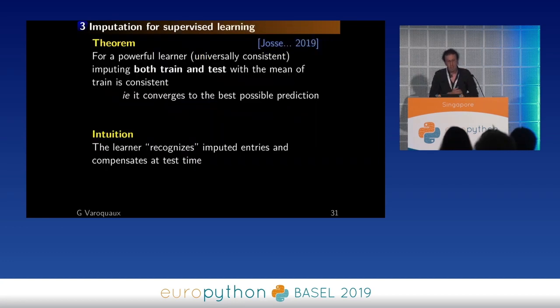Now, we've looked at supervised learning in this setting, and we've proven that if the learner is powerful enough, like a random forest or a gradient boosted tree, imputing both the test and the train with the mean of the train is consistent, in the sense that it converges to the best possible prediction. The reason is, A, we're not trying to maximize likelihoods. B, the learner will learn to recognize the imputed entries and will compensate for them. So the learner basically learns those biases in the distribution and fixes them. So we don't have to worry about the classical results.